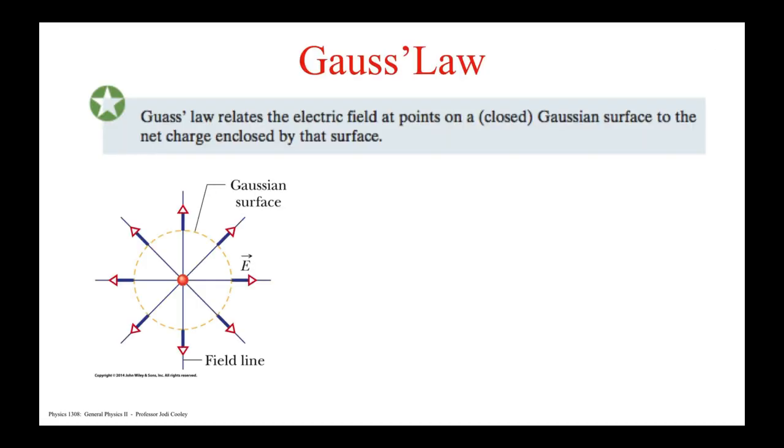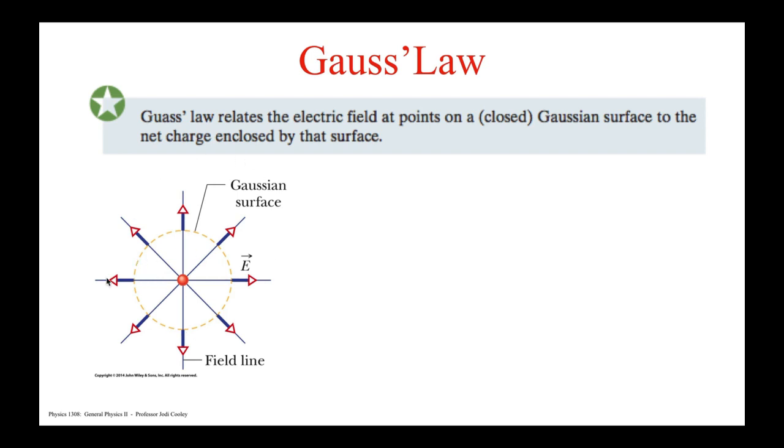Gauss's law relates the electric field at points on a closed Gaussian surface to the net charge enclosed by that surface. It's important to realize that a Gaussian surface is not a real physical surface. It's a surface that we construct in order to help us solve problems.